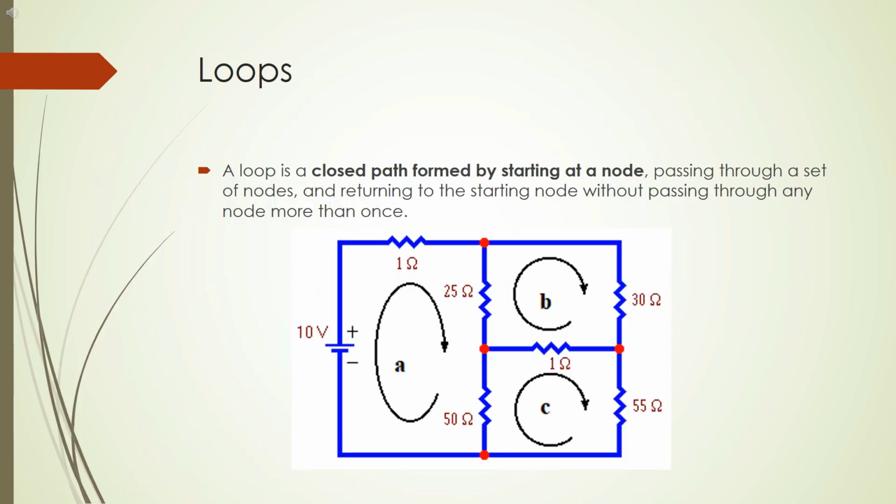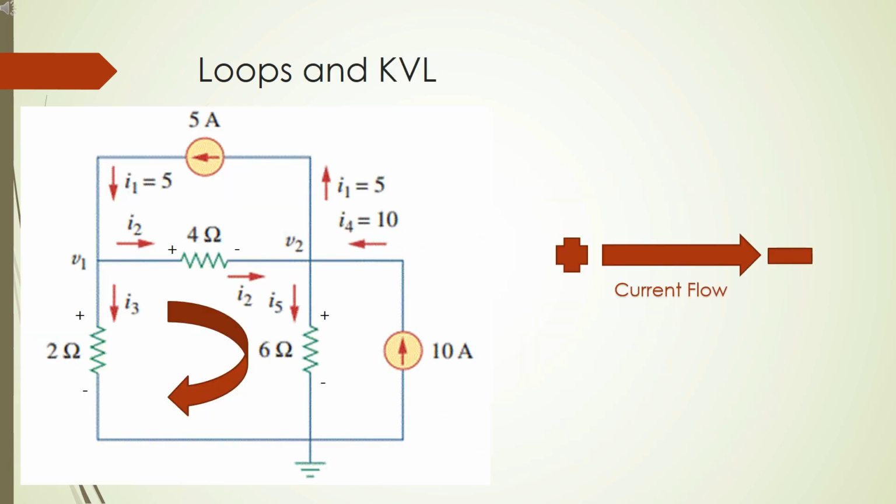A loop is a closed path formed by starting at a node, passing through a set of nodes, and returning to the starting node without passing through any node more than once. In the given circuit we have defined A, B and C as a loop. This circuit contains 3 loops, however we have only defined one because we cannot conduct Kirchhoff's voltage law in a loop containing a current source.